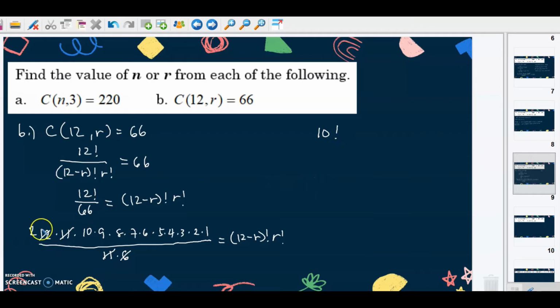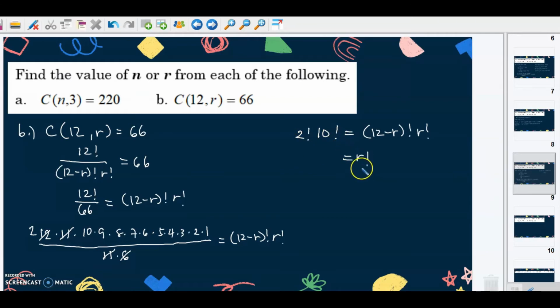And then the 2 here, we can rewrite into factorial notation as 2 factorial, since as we all know, if we simplify 2 factorial, that is just equal to 2. So basically, the left side can be simplified into 2 factorial times 10 factorial. And again, this is equal to the right side, which is 12 minus r factorial times r factorial. And since we need to find the value of r, what we can do is equate r factorial to either 2 factorial or 10 factorial.